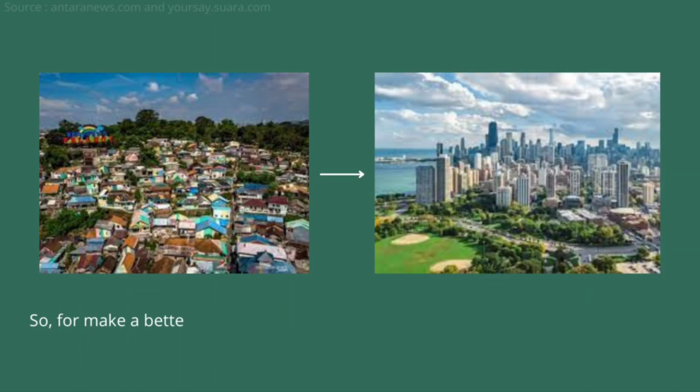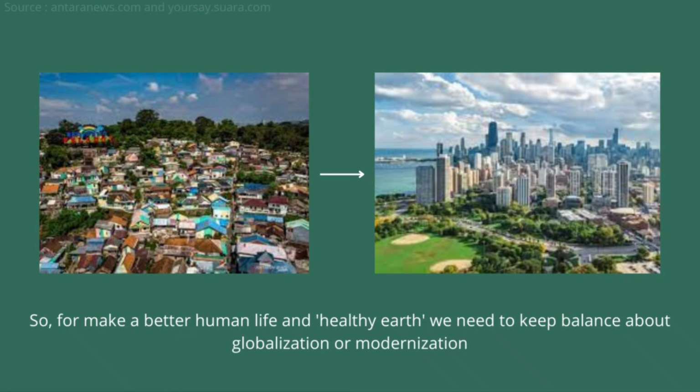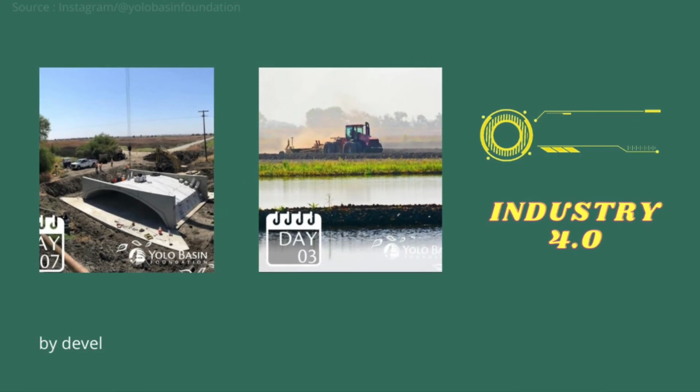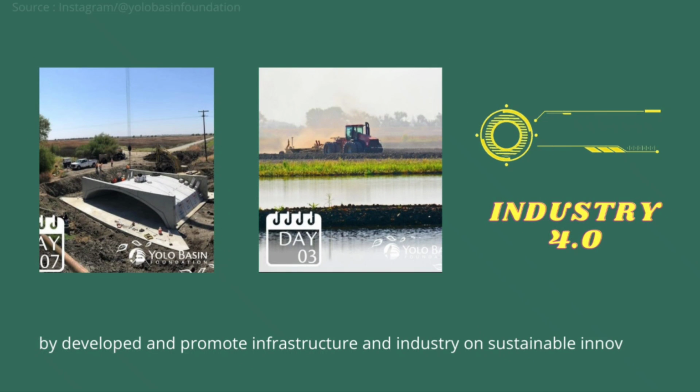So, to make a better human life and a healthy earth, we need to keep a balance in globalization or modernization, by developing and promoting infrastructure and industry based on sustainable innovation.